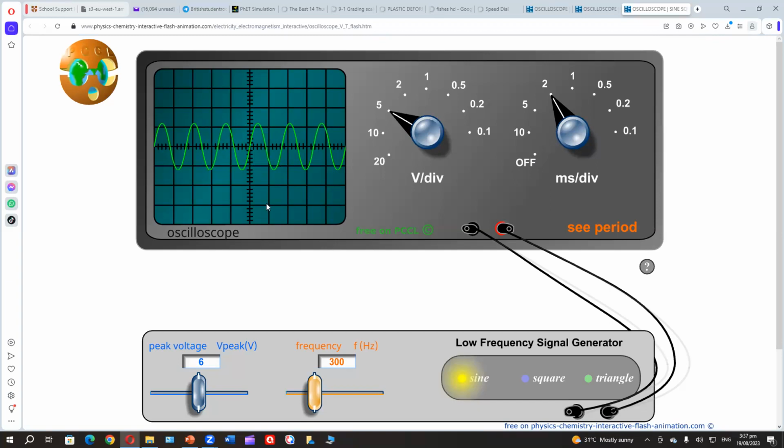Now this is called sine curve. Look at this one. It is called rectangular curve. And this is called triangular. So there are three famous types of output signals: sine curve, square curve, and triangle curves.